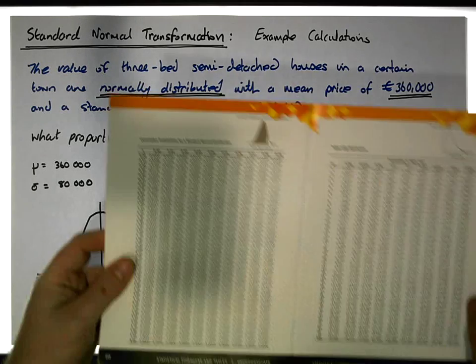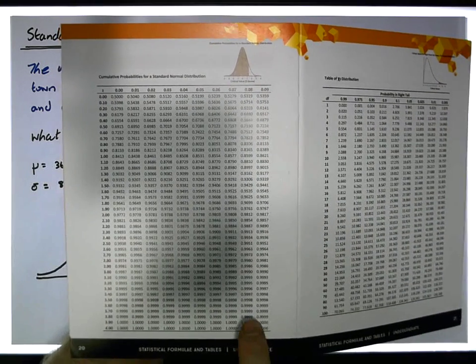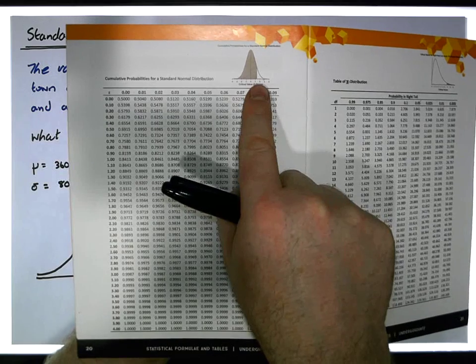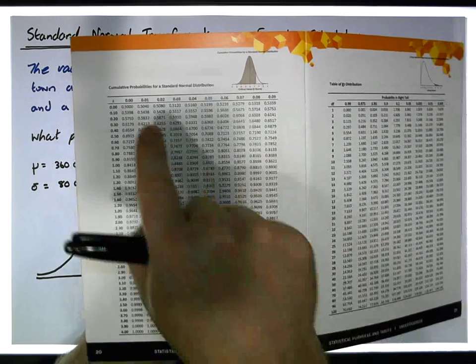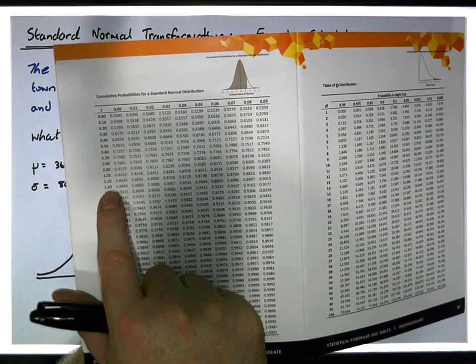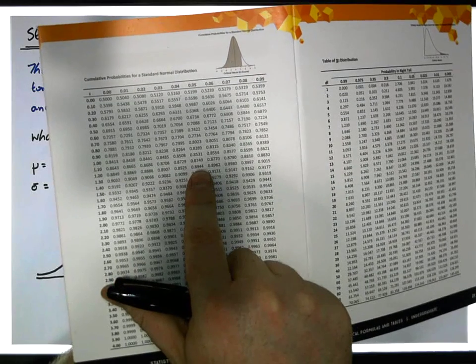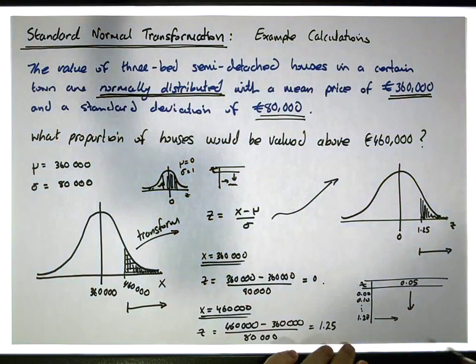If I go to my tables, it's probably hard to focus in on these, but you just go to a set of standard normal tables, in particular the tables for the cumulative probabilities, from negative infinity up to the z-score itself. So I've got 1.25. It's on the row 1.2, and I come across under the column 0.05. I get 0.8944.